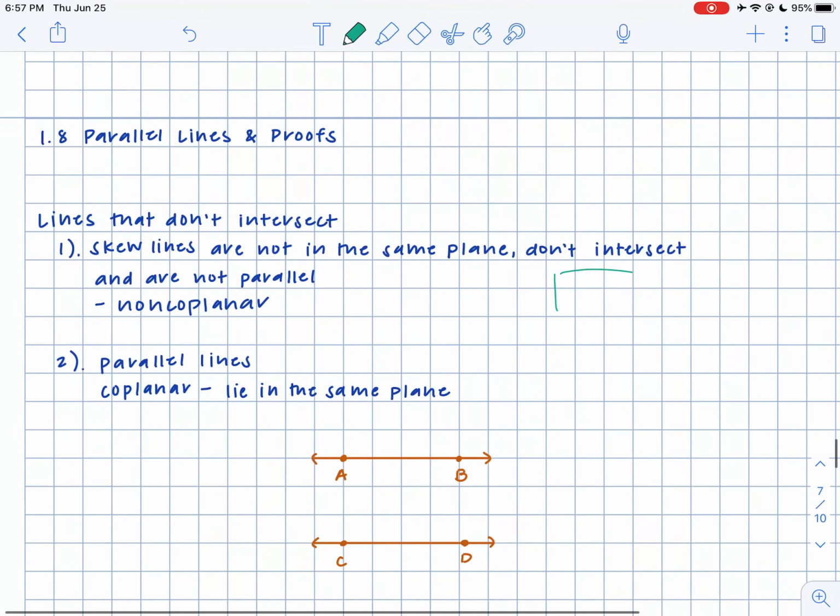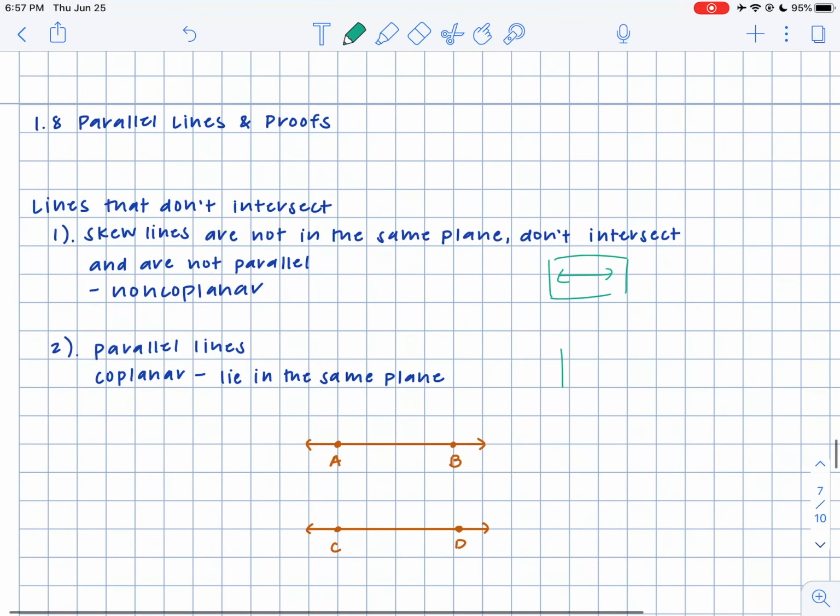What does that mean? Well, here's one plane, and let's say a line is within that plane. And here's a separate plane, and there's another line. You can see that they are not parallel, and they're not in the same plane, and they will never intersect because they're in different planes, okay? So those are skew lines.